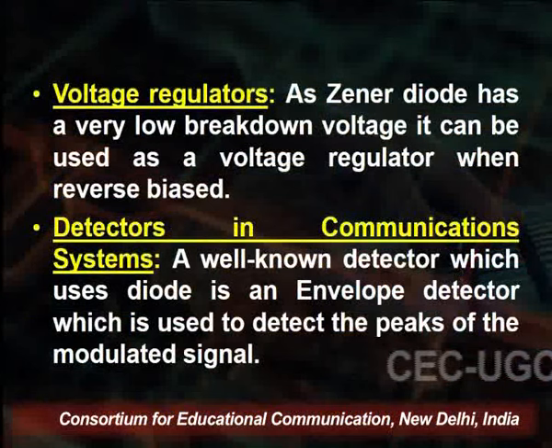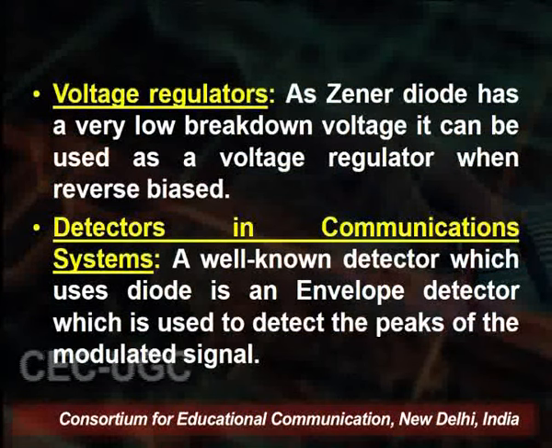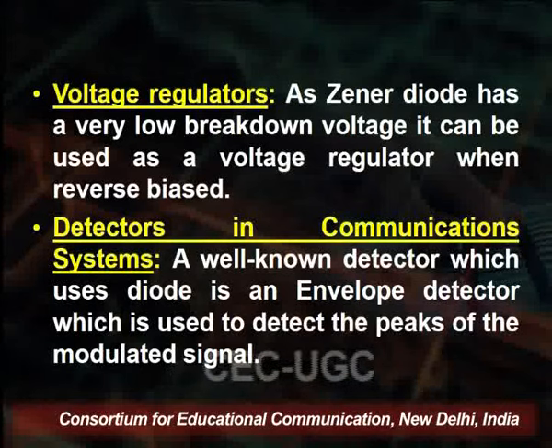In televisions, traffic lights and display boards, we use diodes. As we know, in order to display images on the TV or the display boards, LEDs are used. Since an LED consumes very little power, it is extensively used in lighting systems like LED bulbs. Another application is in voltage regulators. As a Zener diode has a very low breakdown voltage, it can be used as a voltage regulator when reverse biased.